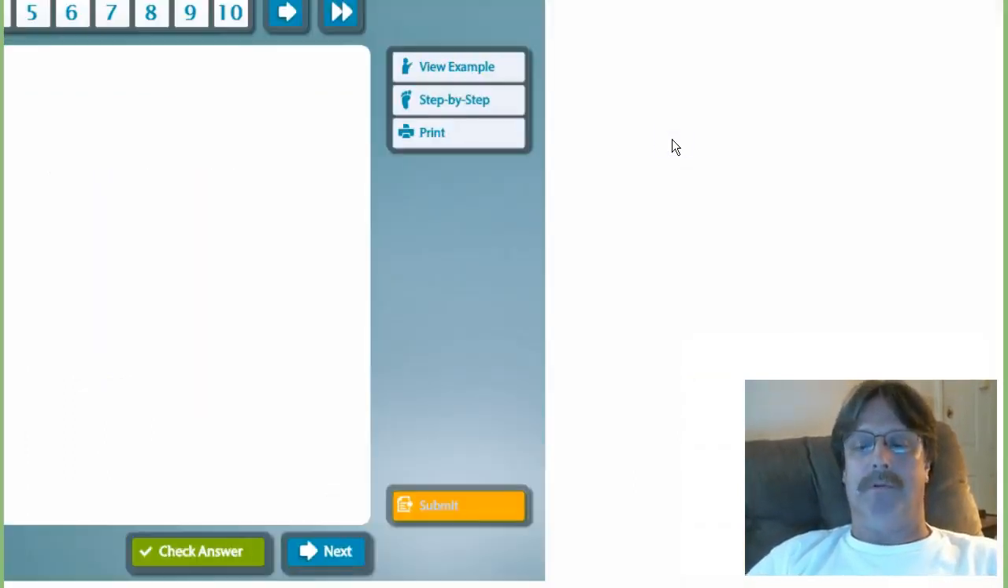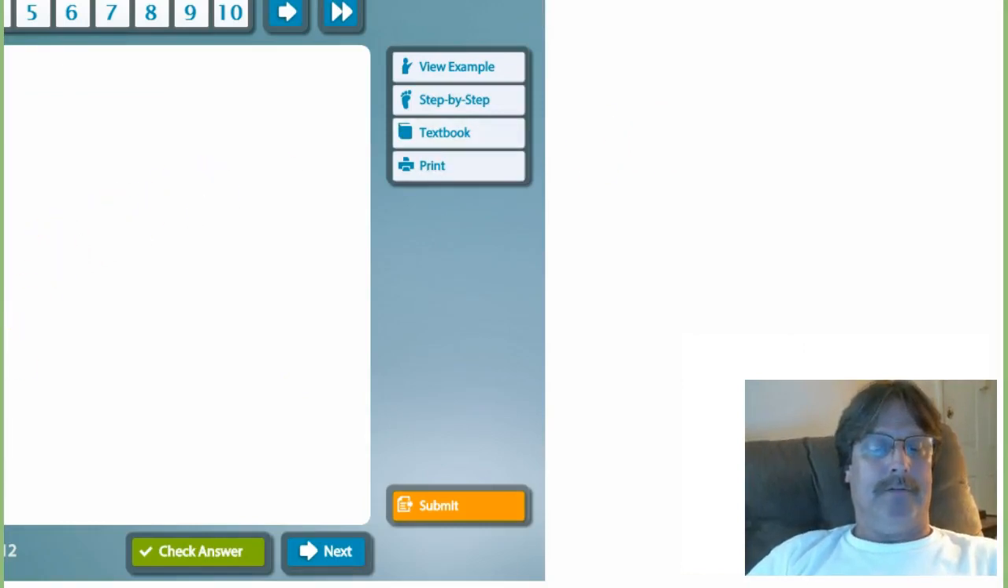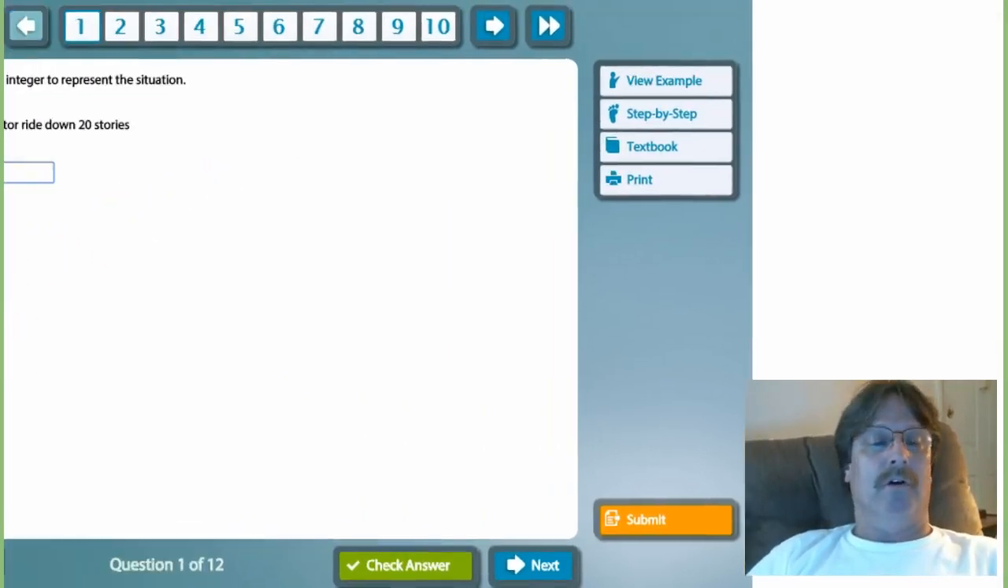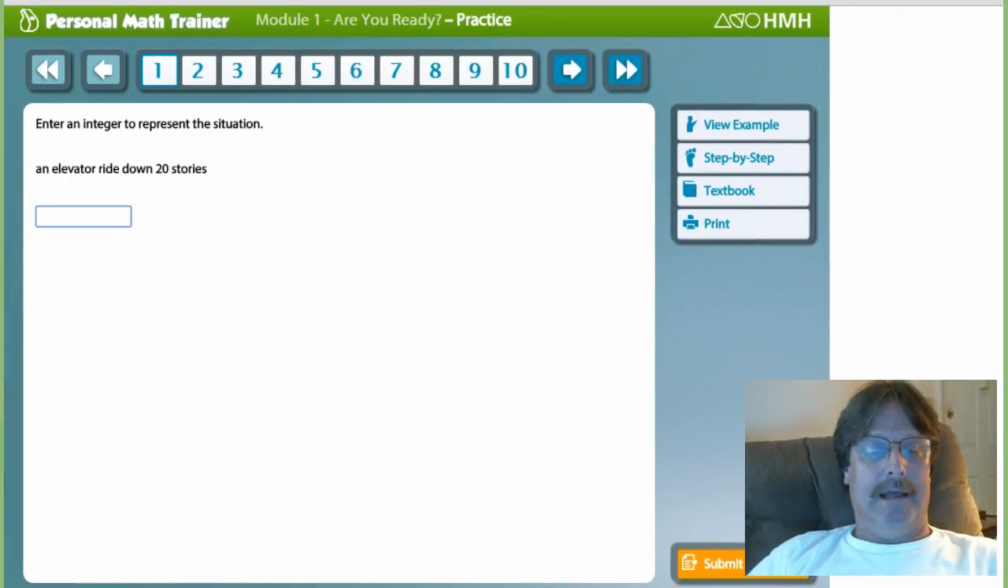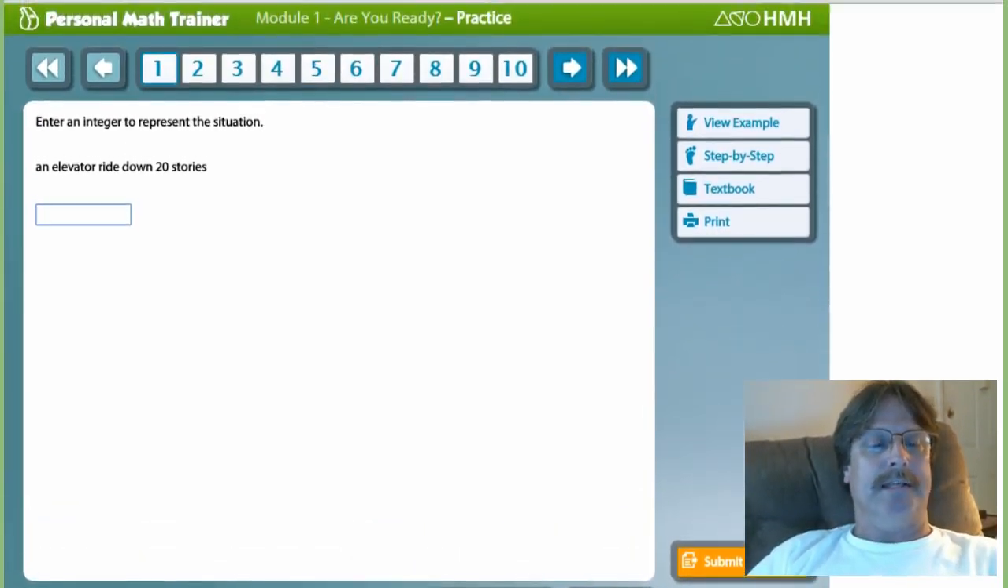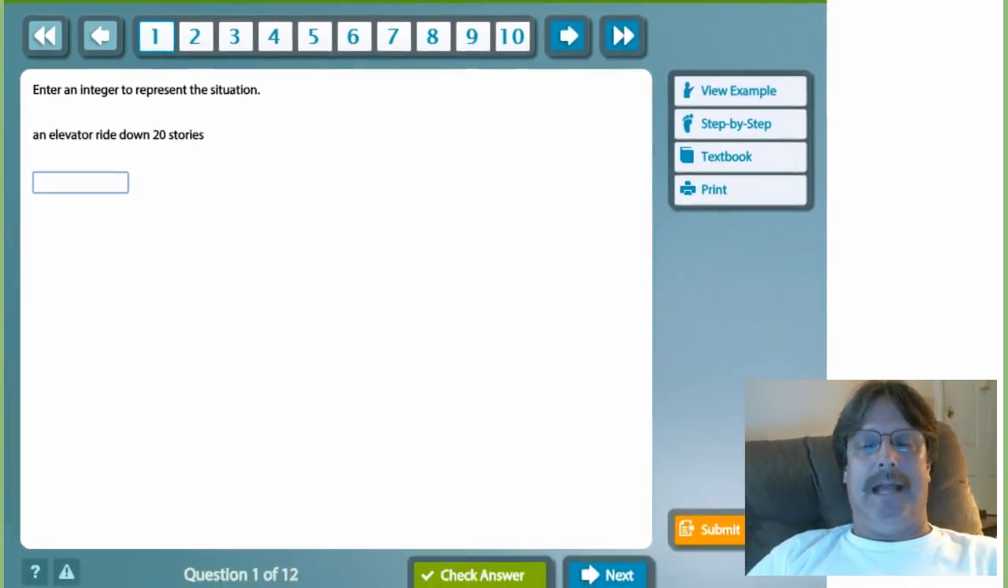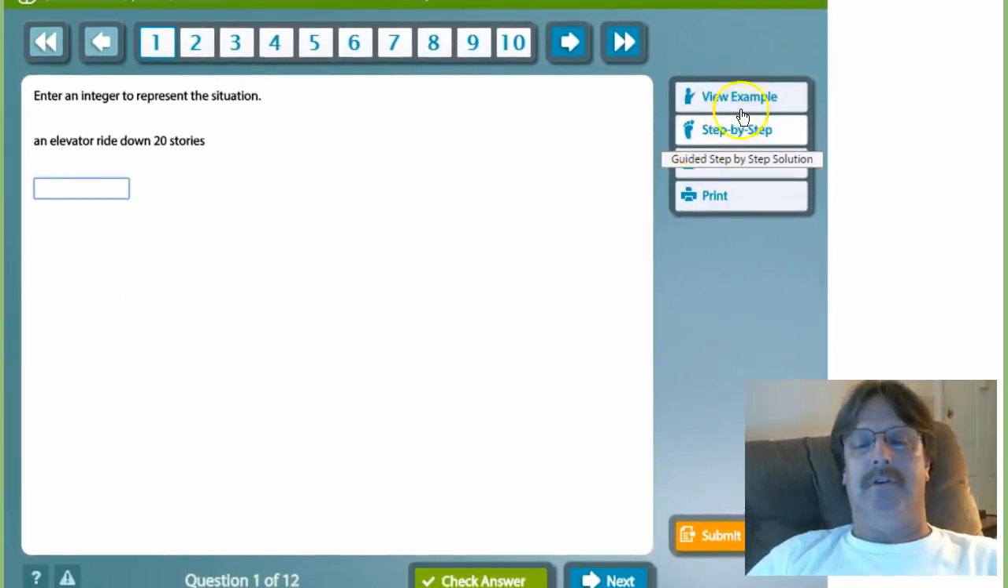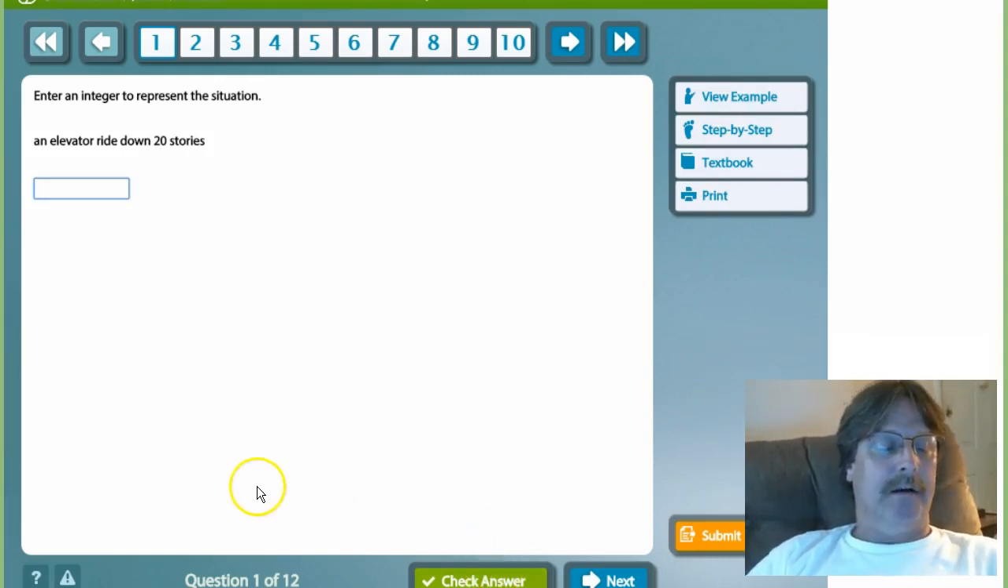Another website opens up for me, and I want to move this over a little bit so you can see that. This is what opens up, so there are questions that you can answer. You can see here is view. You can view examples step by step. You can go back to the textbook. You can print it out. You can check your answer down here. There's a help down here.